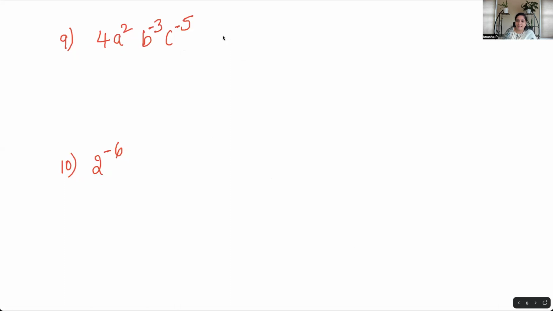Okay, in the ninth example, if you see, 4a square has positive exponents. 4 is a regular whole number and a square, a to the power of positive 2. So that we will keep as it is. Now we have b to the power of minus 3 on the top. So if you bring it to the bottom, it will become b to the power of 3. And c to the power of minus 5 is in the numerator. So if you bring it to the bottom, it will become c to the power of 5.